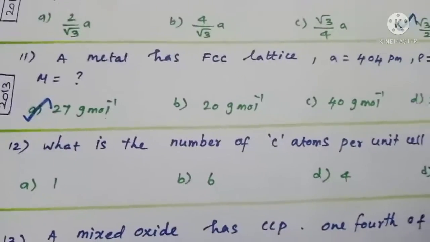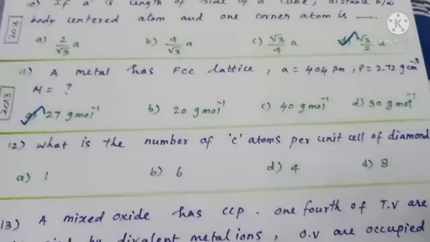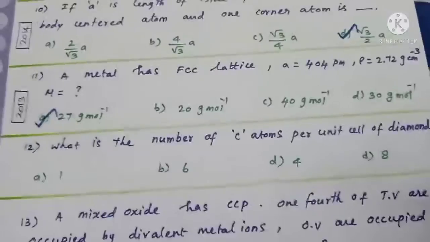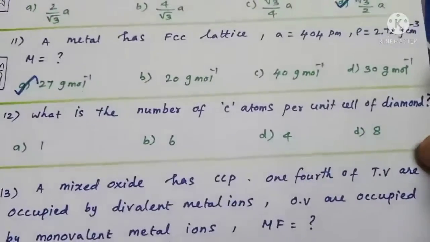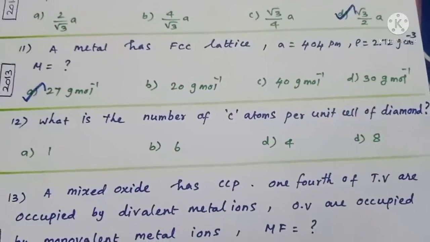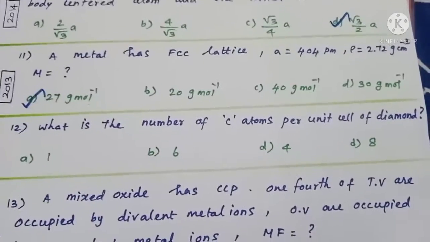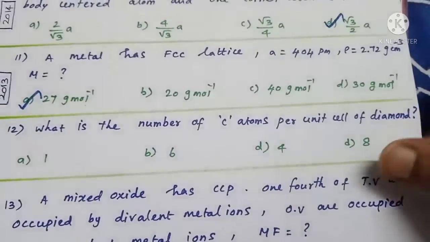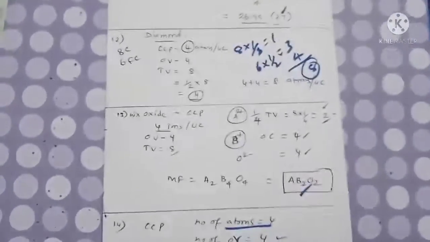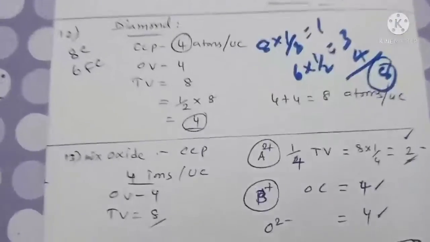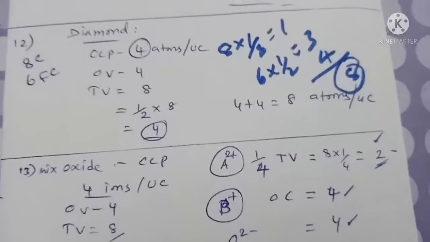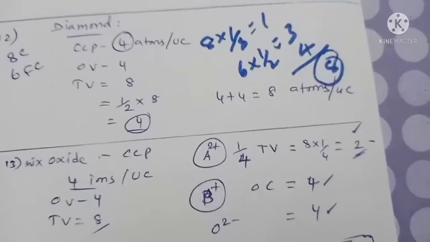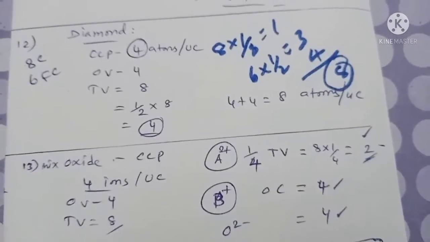What is the number of carbon atoms per unit cell in diamond crystal? The options given are 1, 6, 4 and 8. Diamond has a cubic close packing arrangement, which is nothing but the FCC arrangement, isn't it?